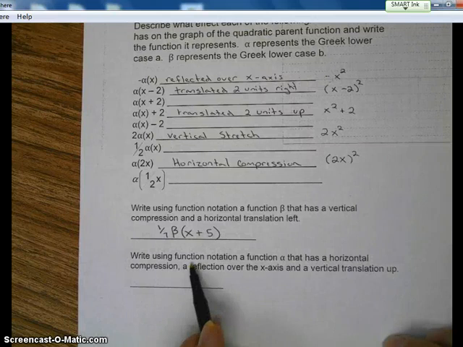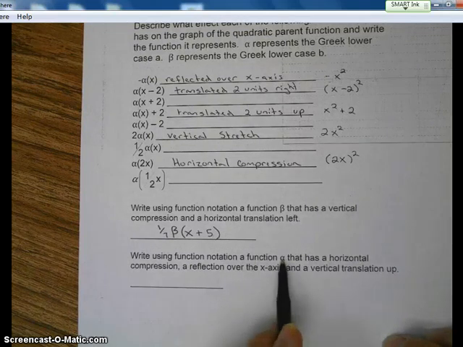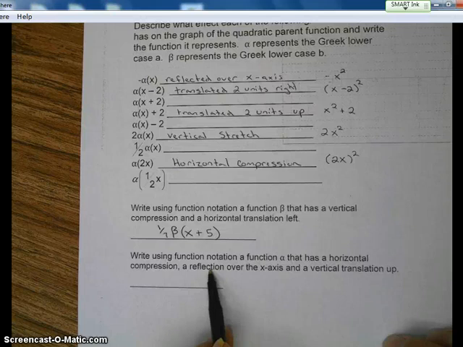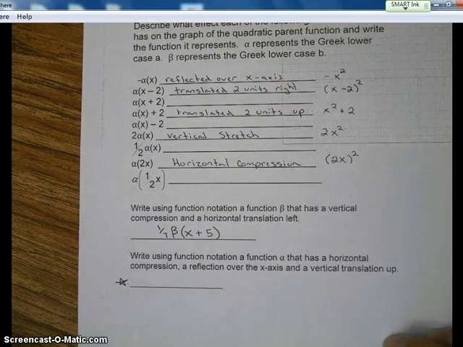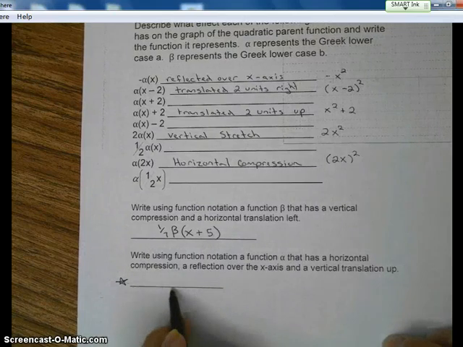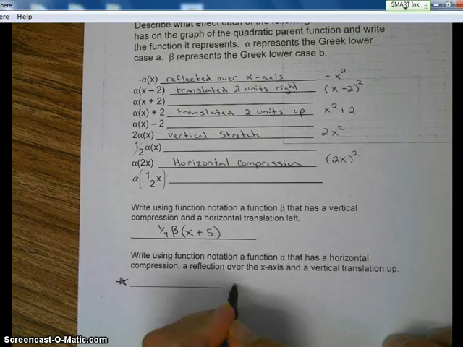Write using function notation a function alpha that has a horizontal compression, a reflection over the x-axis, and a vertical translation up. I will let you do that one. Expect this to be on your video notes quiz. Make sure you have one written down.